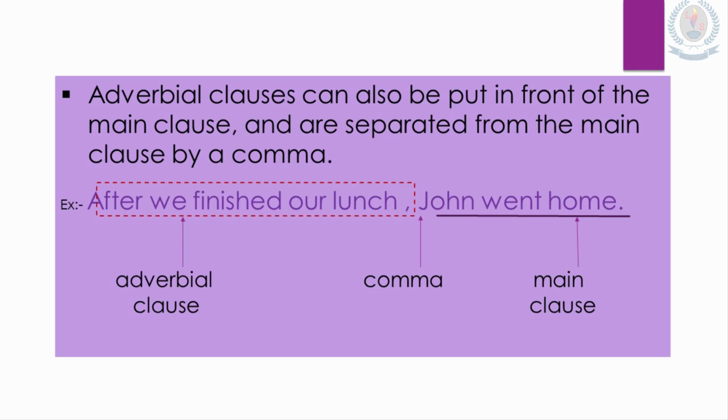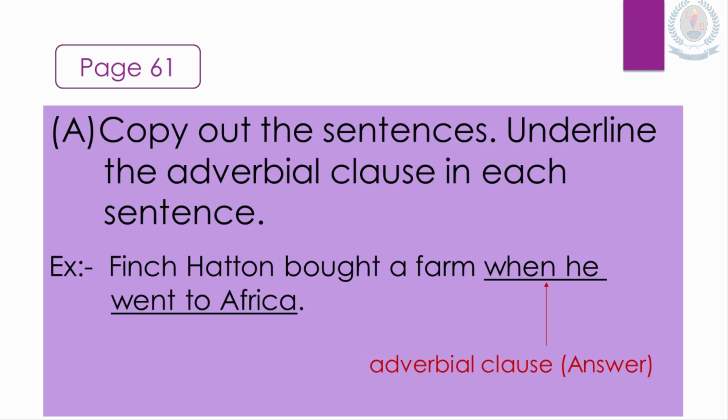Adverbial clauses can also be put in front of the main clause and are separated from the main clause by a comma. Example, after we finished our lunch, comma, John went home. Here you can see in this sentence, John went home is the main clause and after we finished our lunch is the adverbial clause. But the adverbial clause has been placed before the main clause. So, it is clear that using a comma after the adverbial clause, you can make it appear before the main clause. Now turn to page number 61.